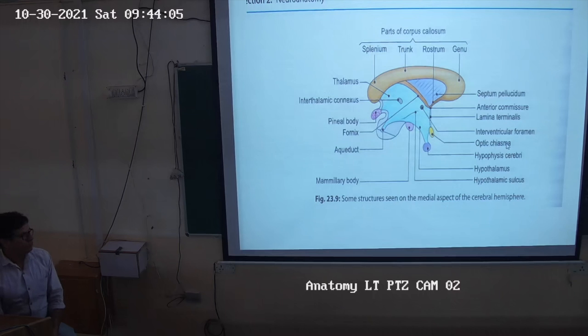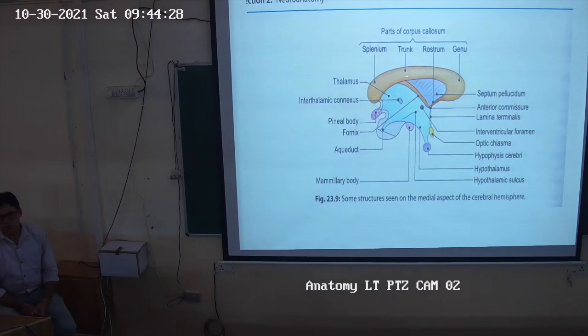Now look at this part. I am telling you about this diagram. This is the corpus callosum. This corpus callosum is forming the roof of the lateral ventricle. What is this? Septum pellucidum. And below the septum pellucidum is the part of the lateral ventricle. And this septum pellucidum is extending from the inferior surface of the corpus callosum downward.